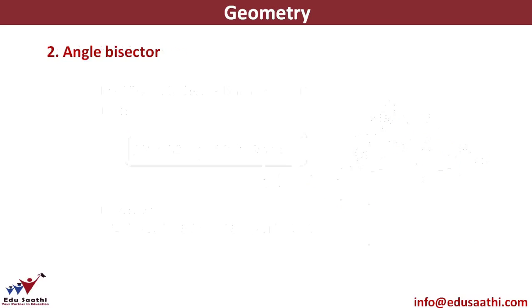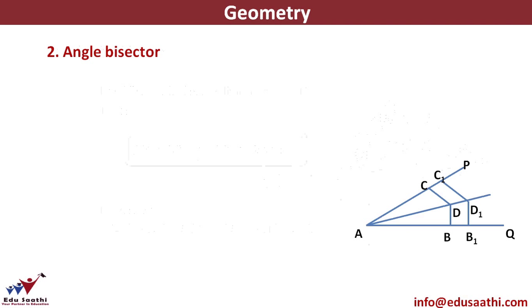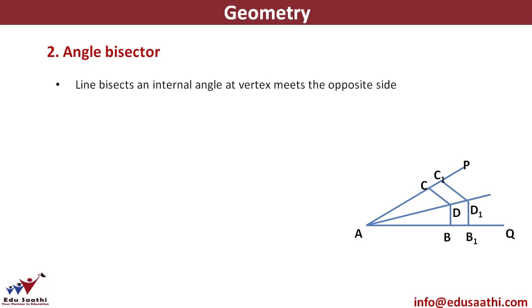The second one, angle bisector. Angle bisector means a line which is bisecting the internal angle as already stated. It meets the opposite side at some point.